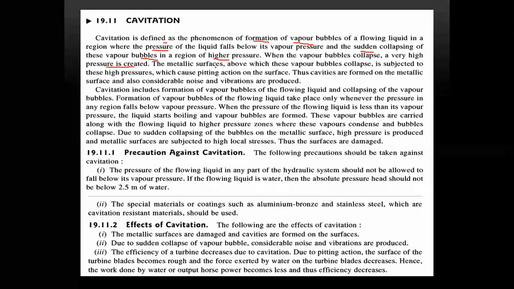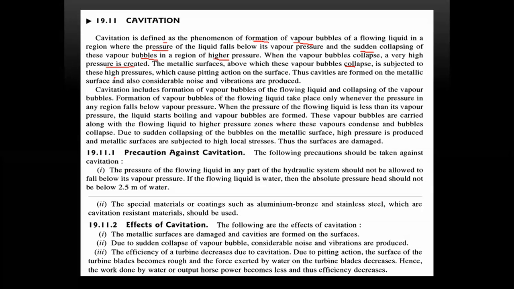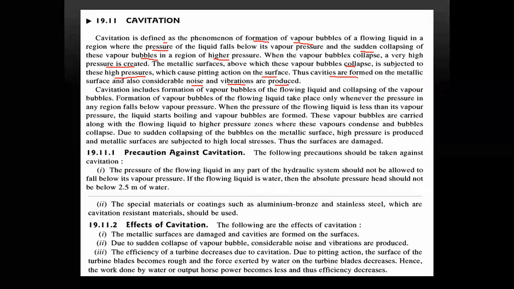Then the metallic surfaces above such vapor bubbles collapse and are subjected to these high pressures, which cause a hitting action on the surface. Thus cavities are formed on the metallic surface, and also considerable noise and vibrations are produced. అర్థమైంది కదా? Very simple and straightforward. So the cavitation question is part A in the main exam.